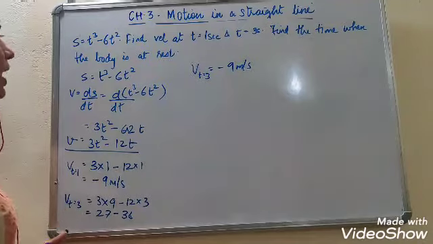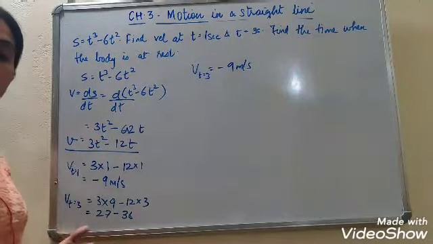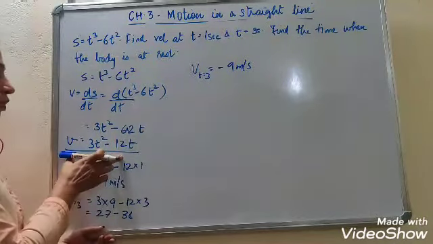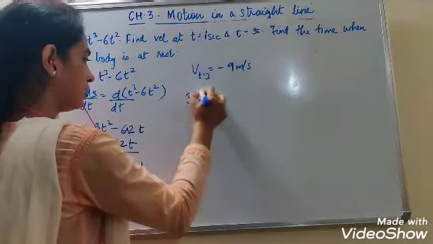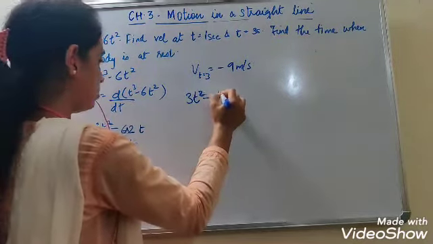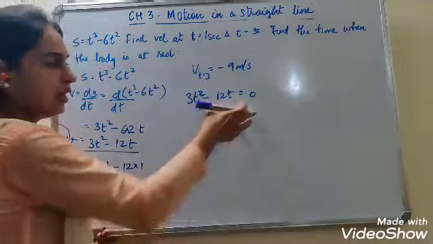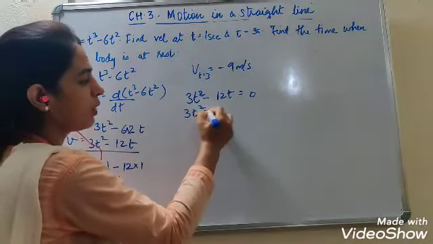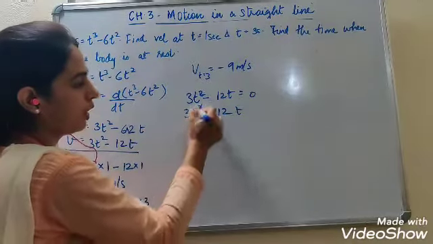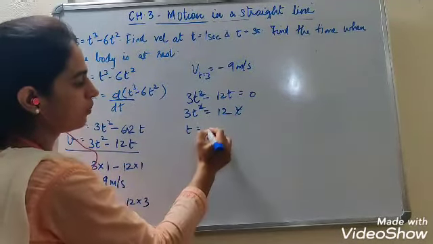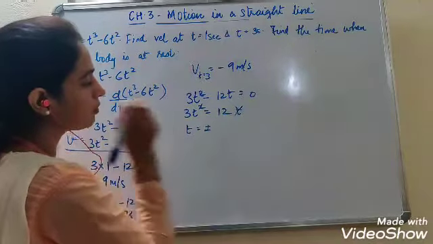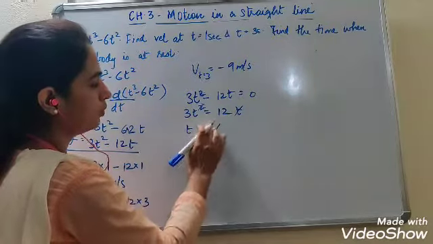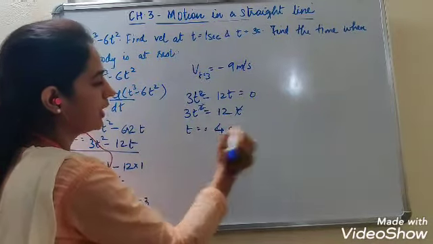Then the next part is find the time when the body is at rest. When will the body be at rest? Of course, when its velocity is 0. So we have the formula for velocity, 3t square minus 12t will be 0. Then the body is at rest, velocity is 0. So we can write 3t square equals 12t. Okay, then t equals... 4 seconds.